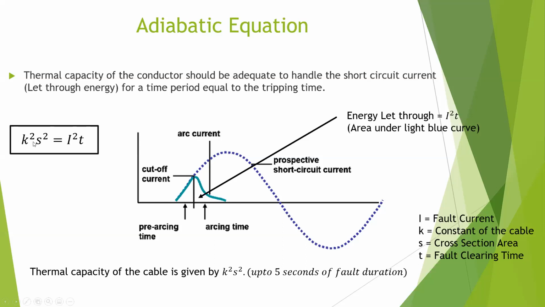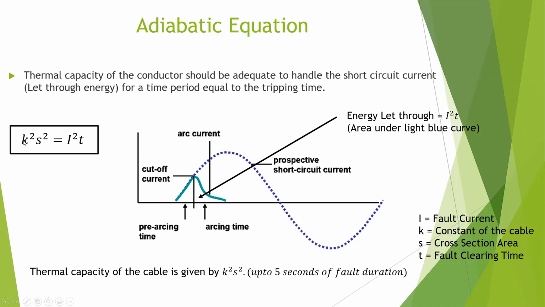And K squared S squared is the thermal capacity of the conductor. For the conductor to be adequate to handle that energy let through, at least the thermal capacity of the conductor should be equal to the energy let through. If the thermal capacity is equal to the energy let through, our conductor is enough to handle that short circuit current. But usually our thermal capacity should be more than the energy let through.